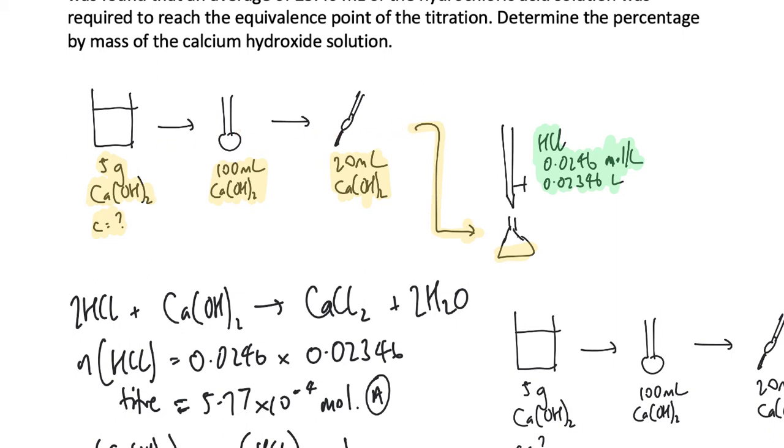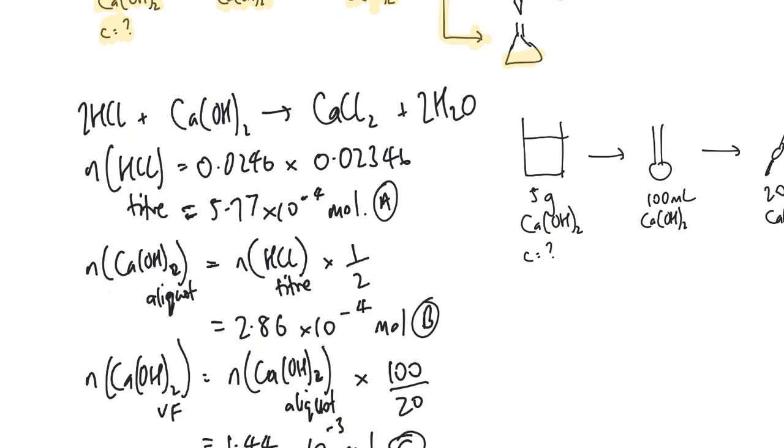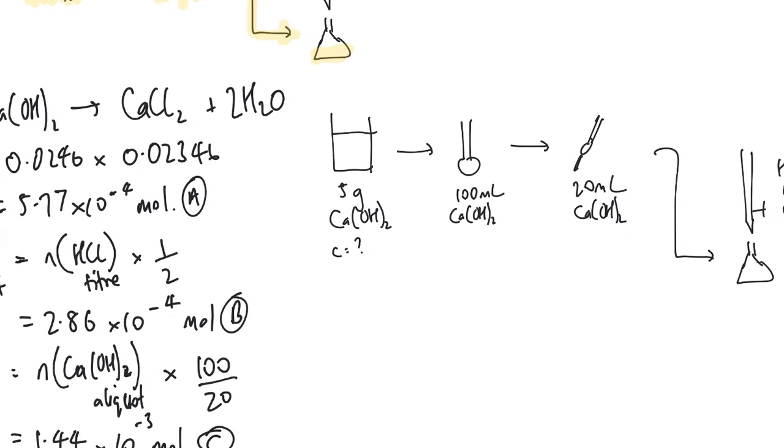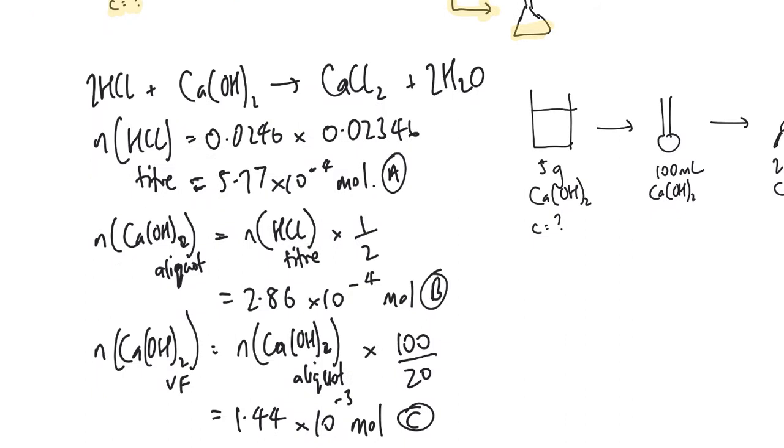Okay, so first of all, you write out your equation for the reaction at the titration. So HCl, calcium hydroxide, calcium chloride to make water. There's that equation. Then I start with what I know. I'm doing the HCl. Make sure that you annotate what you're solving. The HCl titer is 0.0246 times 23.46, which are the 2 values that were given in the question, and I have 5.77 times 10 to the negative 4 moles, which I saved as A.